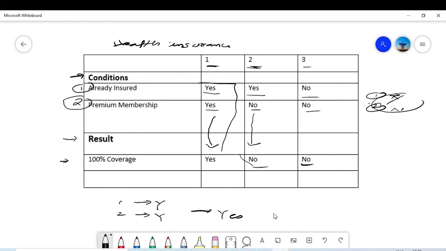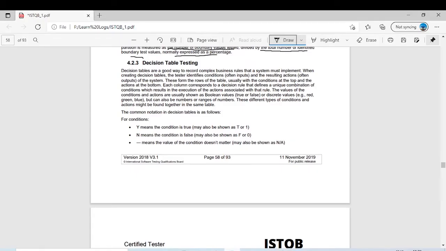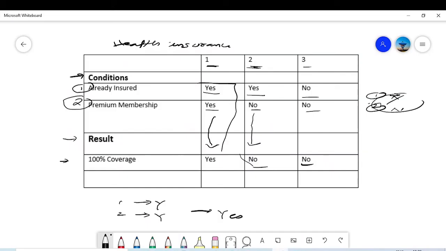Now we will read what is written in the text. Decision tables are a good way to record complex business rules that the system must implement. So when you have complex rules, a decision table is best. When creating a decision table, the tester will identify conditions of an input and the resulting actions output by the system. These form the rows of the table, usually with the conditions at the top and the actions at the bottom. Like we have already seen, our conditions were at the top and the decision or result was at the bottom.